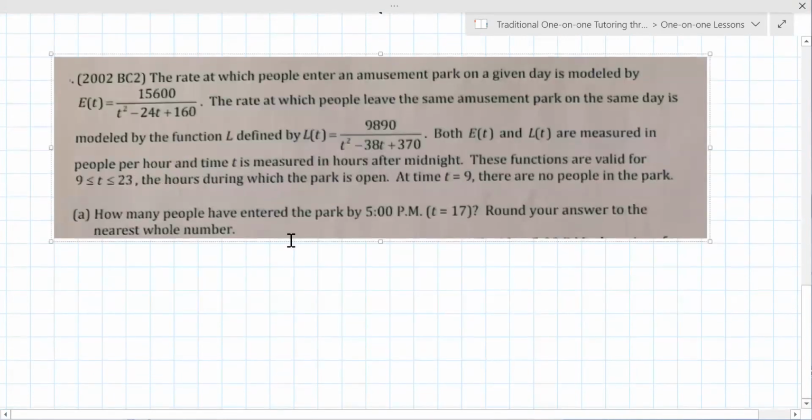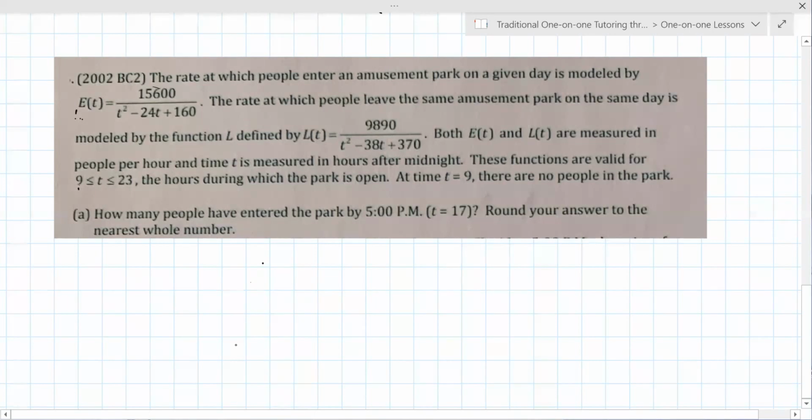Okay. All right, so as a test taking strategy, I tend to just go right to the question here. How many people entered the park by 5 p.m., t equals 17? Entered the park is up here. Oh, that's rate. They're giving you rates. So rates you have to integrate to get totals. And if we integrate the rate at which people entered up to 17, starting at 9, because they start at 9 there, that'll tell us how many people have entered.